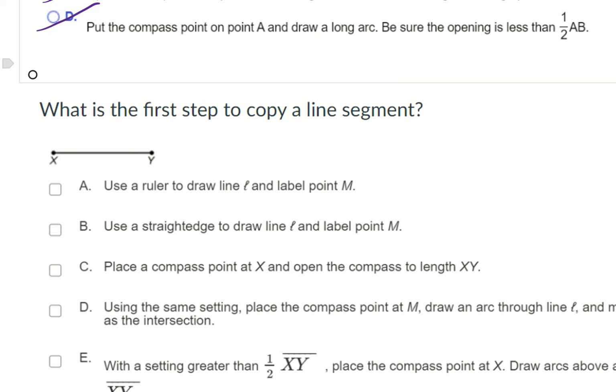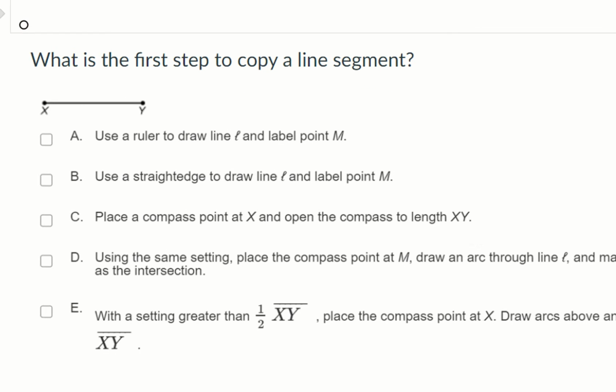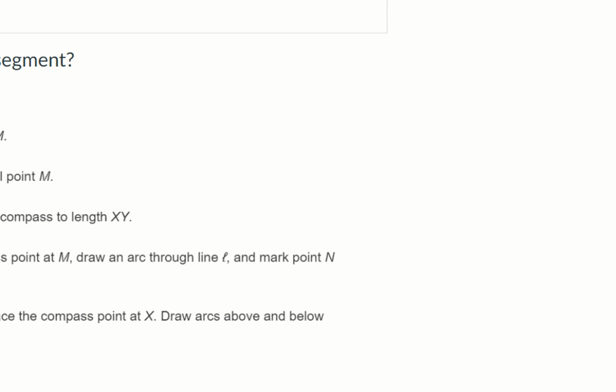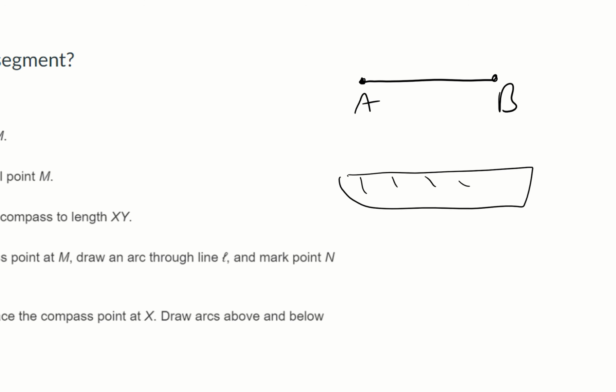All right, so what is the first step to copy a line segment? Copying line segments is really simple. If you wanted to copy this line segment AB, first you're going to use a ruler or a straight edge to make a line, a line segment, I mean. So just make a nice little thing like this. You're going to make a line, but then it's going to cut it into a line segment. We'll label this endpoint C, whatever.